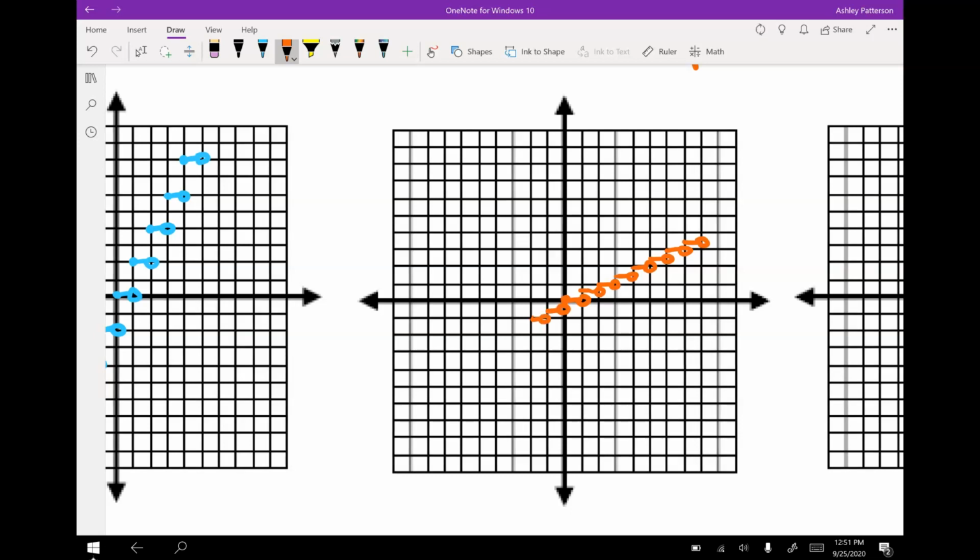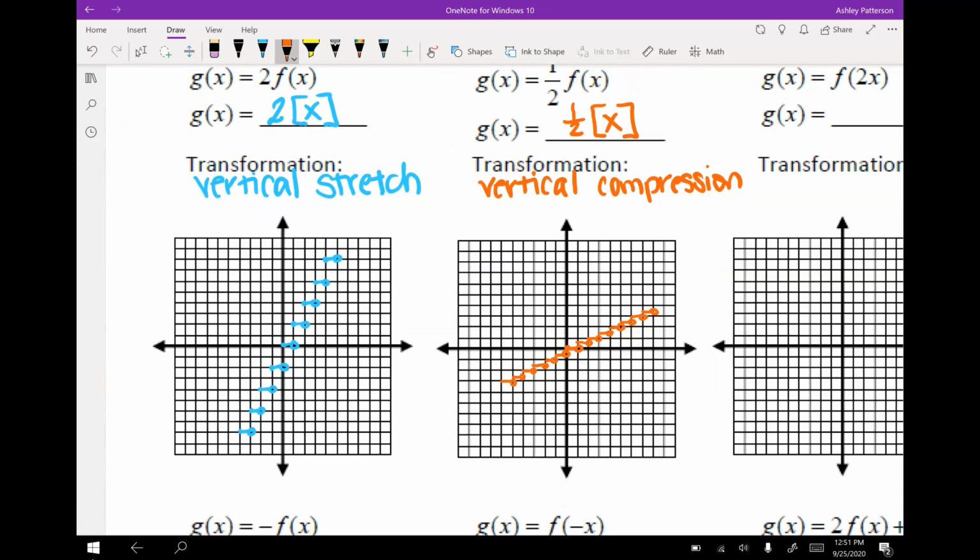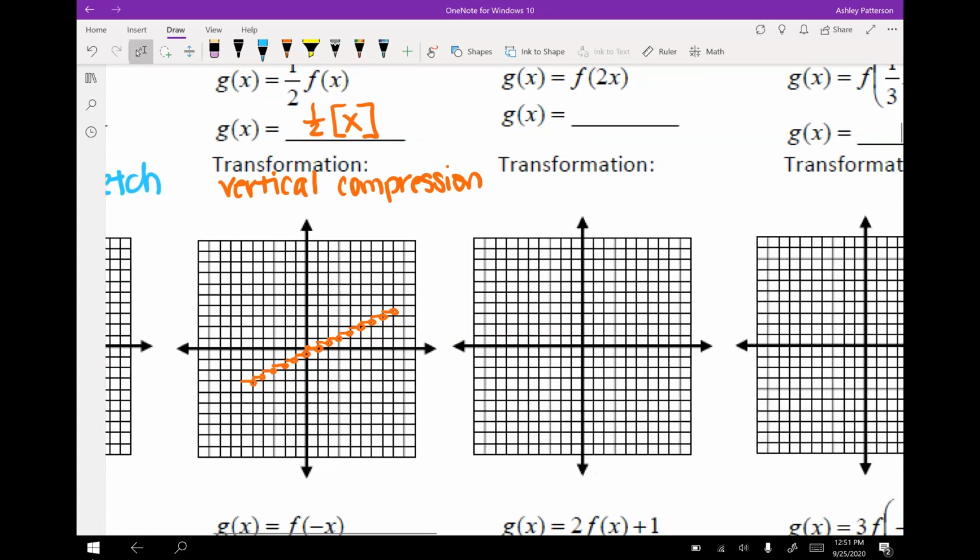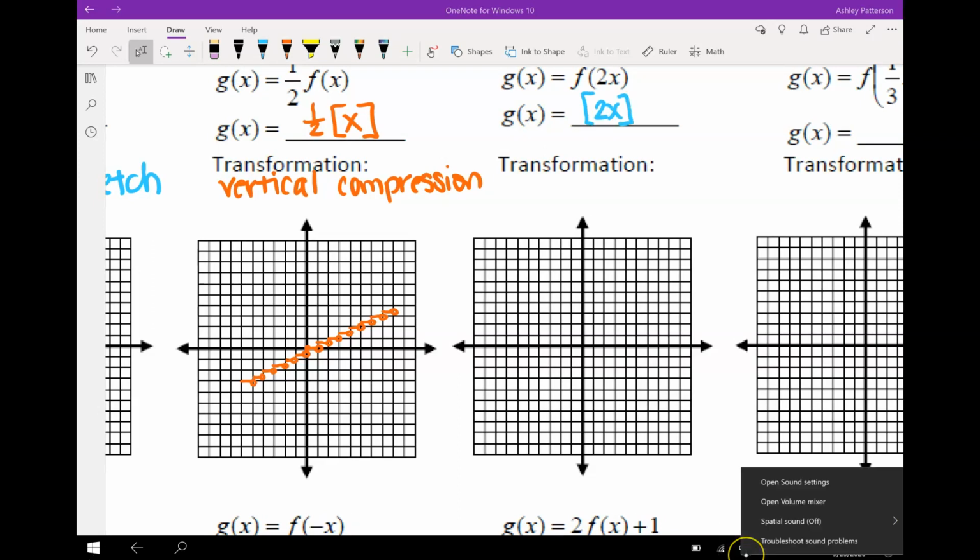That's what a compression is. I don't know if you have ever known anyone to wear compression socks. What they do is they apply pressure to your legs to help with your blood flow. Compression, they're compressing it. So this is a vertical compression. We're pressing down on the function. Okay, f of 2x. So that means we're taking the greatest integer of 2x.